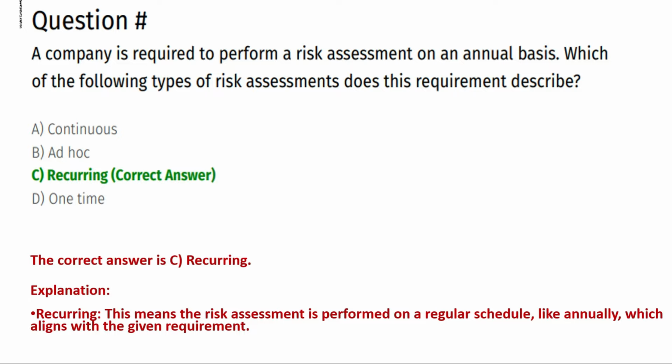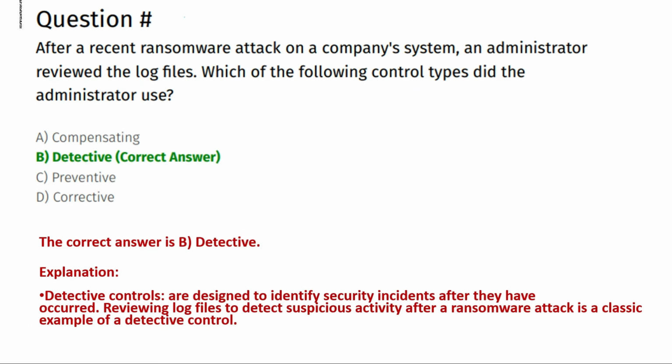The next question is, a company is required to perform a risk assessment on an annual basis. So which of the following types of risk assessments does this requirement describe? Option A, continuous. Option B, ad hoc. Option C, recurring. And option D, one time. And the correct answer for this question is option C, recurring. So let's check the explanation. Recurring means the risk assessment is performed on a regular schedule like annually, which aligns with the given requirement. So that's why the correct answer for this question is option C, recurring. So let's move to the next question.